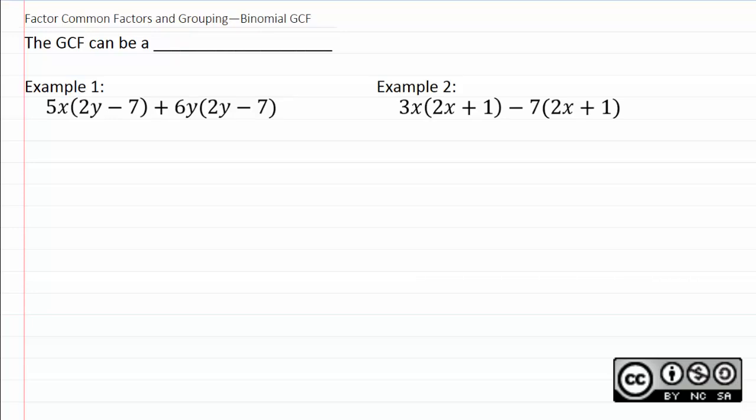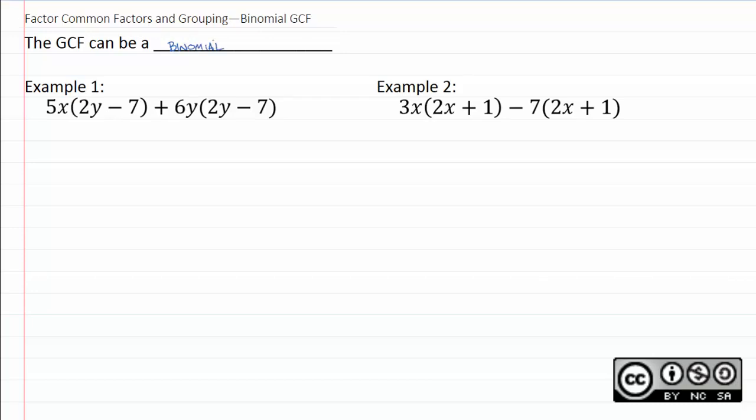Now that we have done some factoring of GCFs, we're going to take a look at something interesting that can happen that you might not have thought of. Now, these parentheticals we call binomials. A binomial is something that has two terms. That's why we call it a binomial. One, two terms. In these examples we see here, the GCF can be and is a binomial.